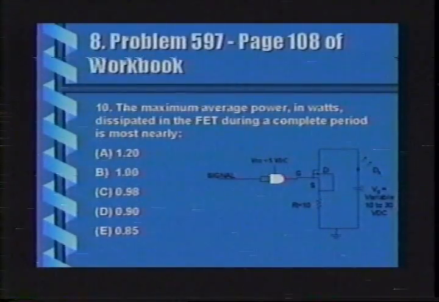The last question is very much like question number 8, but instead of asking for the minimum average power, it asks for the maximum average power. So the only difference is that we now need to raise the supply to its maximum value, because that will give us the maximum drain to source voltage.